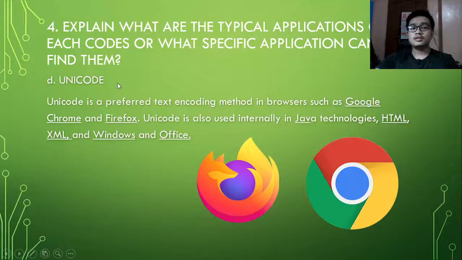So lastly, Unicode. Unicode is a preferred text encoding method within browsers such as Google Chrome and Mozilla Firefox. Unicode is also used internally in Java technologies, HTML, and Windows and its Office applications such as Microsoft PowerPoint, Excel, and many more.